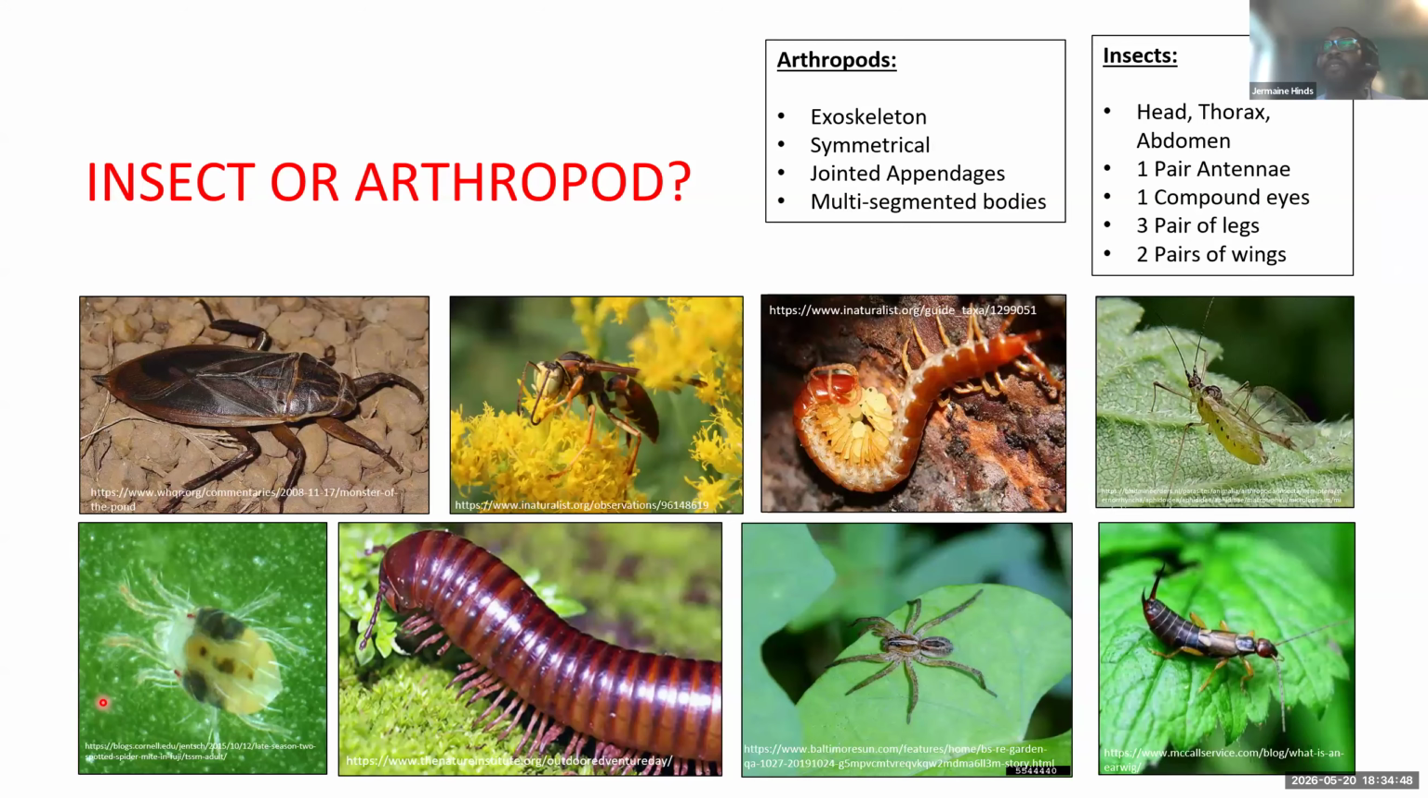One of the final things I want to do before we take a breakout room or answer questions is play the game of insect or arthropod again. Remember the key defining characteristics for arthropods are the exoskeleton, symmetrical jointed appendages, and multi-segmented bodies. The insects, on the other hand, have three distinct regions: the head, thorax, and abdomen. There's one pair of antennae, a set of compound eyes, three pairs of legs, and two pairs of wings.